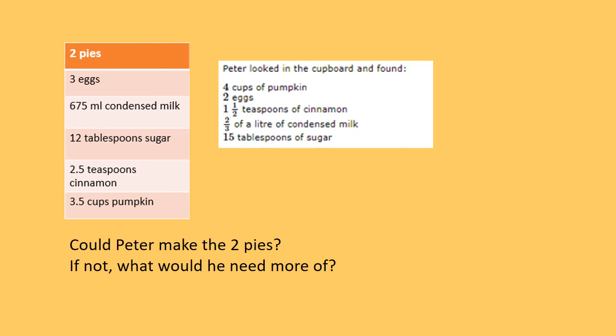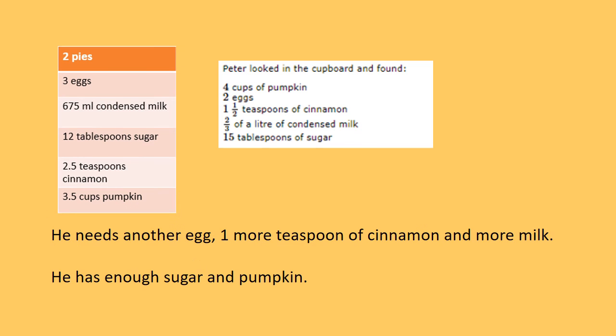So let's compare the recipe for 2 pies with what Peter's got in his cupboard. Pause the video while you have a look and decide whether Peter has enough ingredients to make 2 pies. So what you should have found is that no, Peter doesn't have enough ingredients to make the recipe for 2 pies. He has got enough sugar and pumpkin, but he needs another egg, 1 more teaspoon of cinnamon, and about 8 millilitres more milk, because 2/3 of a litre would be 666.666 millilitres of condensed milk, but he needs 675 millilitres of condensed milk.